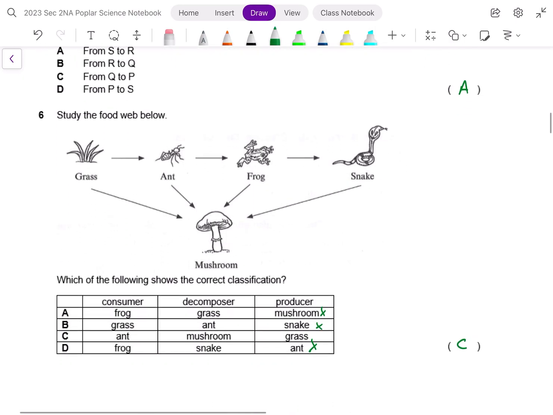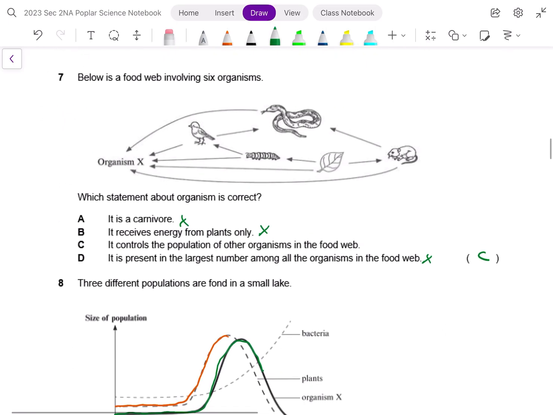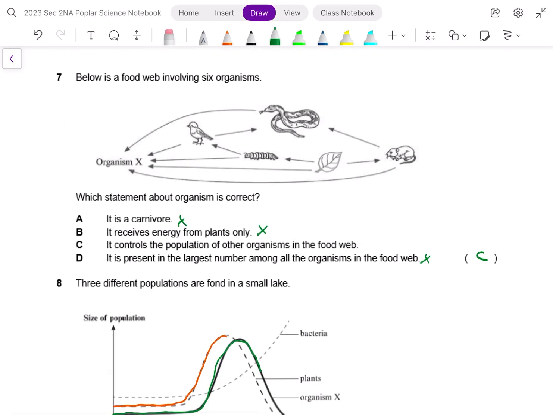Okay, so study the food web below, which of the following shows the correct classification. Okay, so decomposers has to be the mushroom. Then N is the consumer, primary consumer, and then grass is the producers. Then next thing, we have a food web involving 6 organisms. So which statement about the organism X is actually correct?